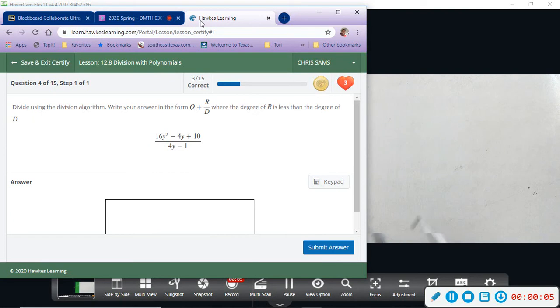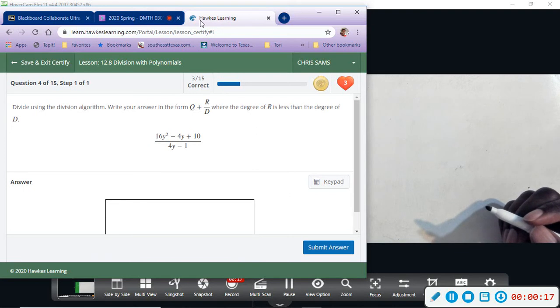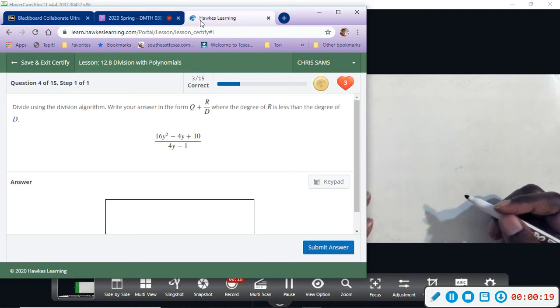Alright, number 4. This one looks good. However, since we have a coefficient on the bottom, it's not going to be best to do it with synthetic because we'll have to deal with fractions. So this one we're going to do with long division.